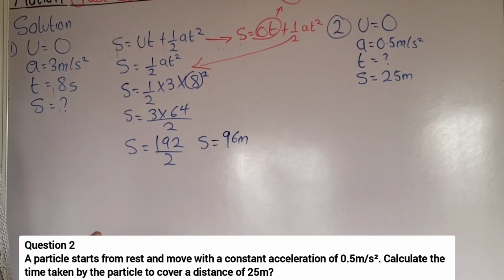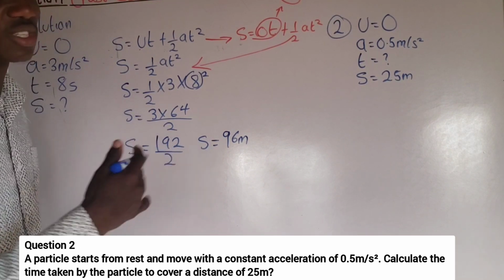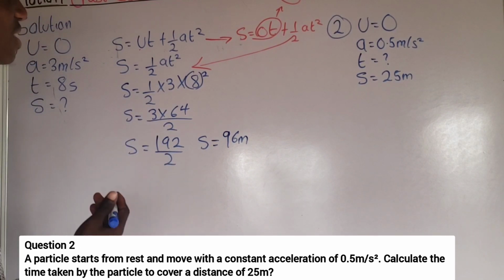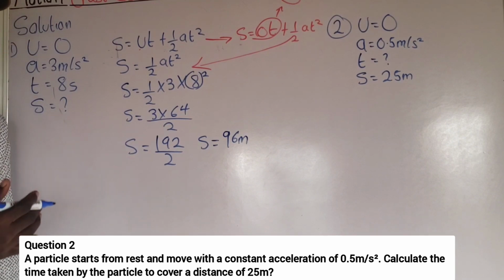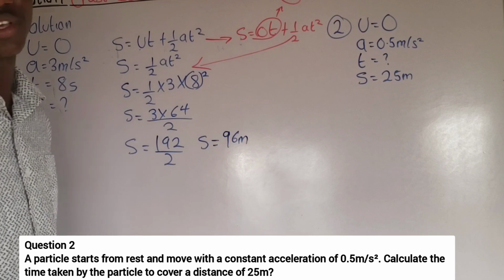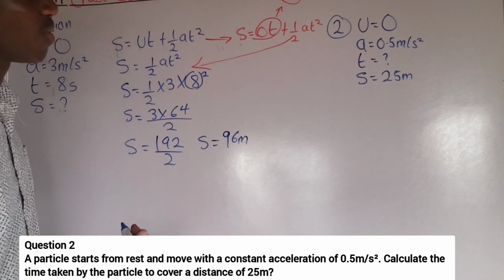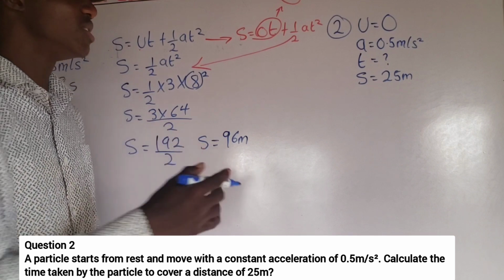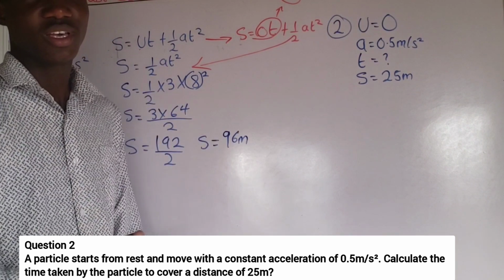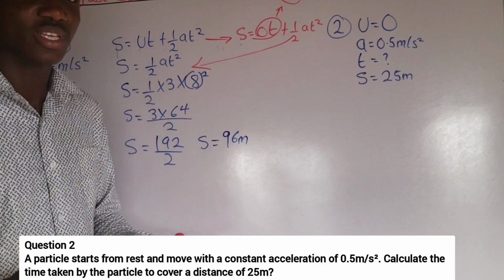Which of the equations of motion suits the parameters? Should we use the first, v equals u plus at, or the second, s equals ut plus half at squared, or the third, v squared equals u squared plus 2as? We are going to use the second, and the reason is that it contains all the parameters that were given, including the parameter we are asked to calculate, you understand?